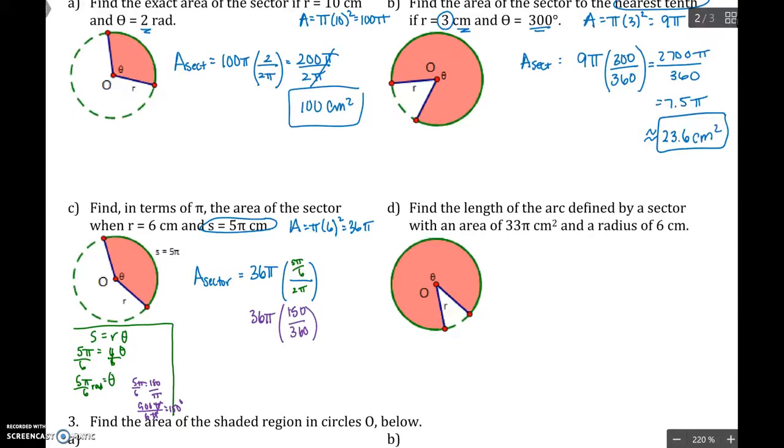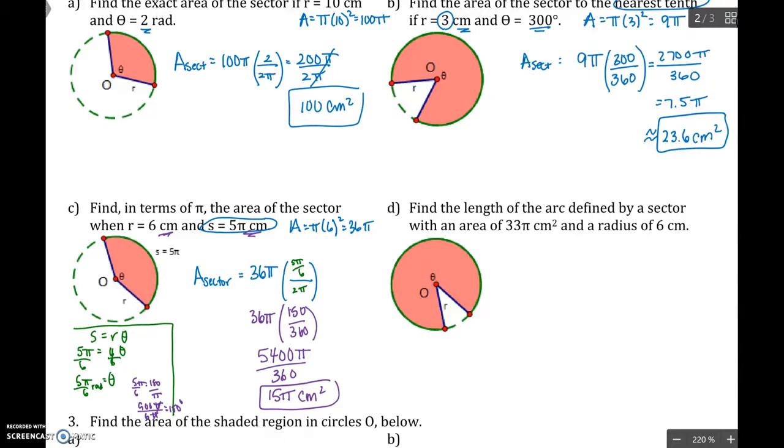And then 36 times 150 is 5400 pi. And then if you divide by 360, you'll get 15 pi. And this says in terms of pi, and it's centimeters squared because we found an area and we used the same unit that everything else used.